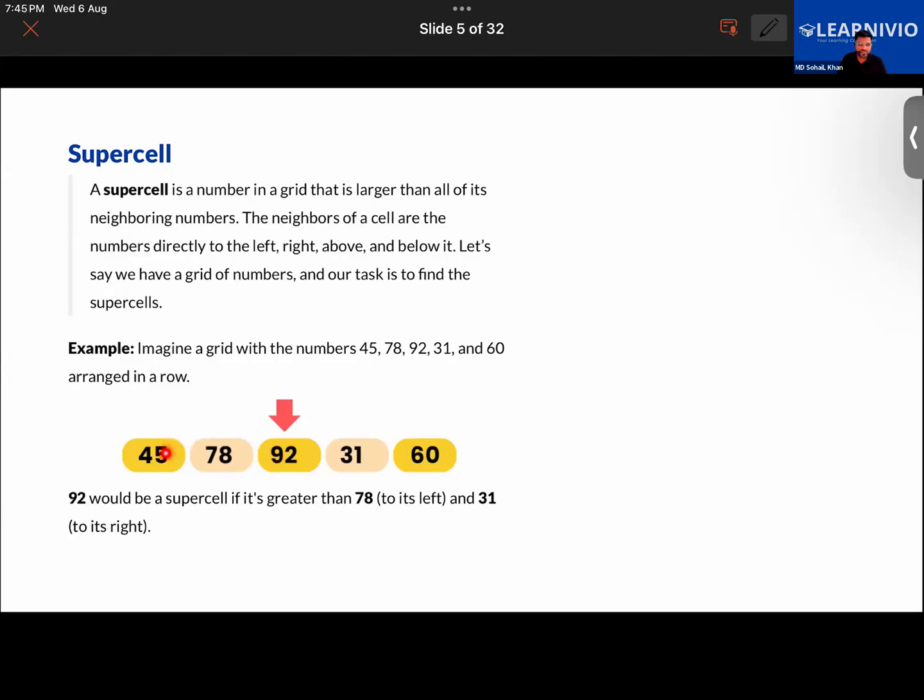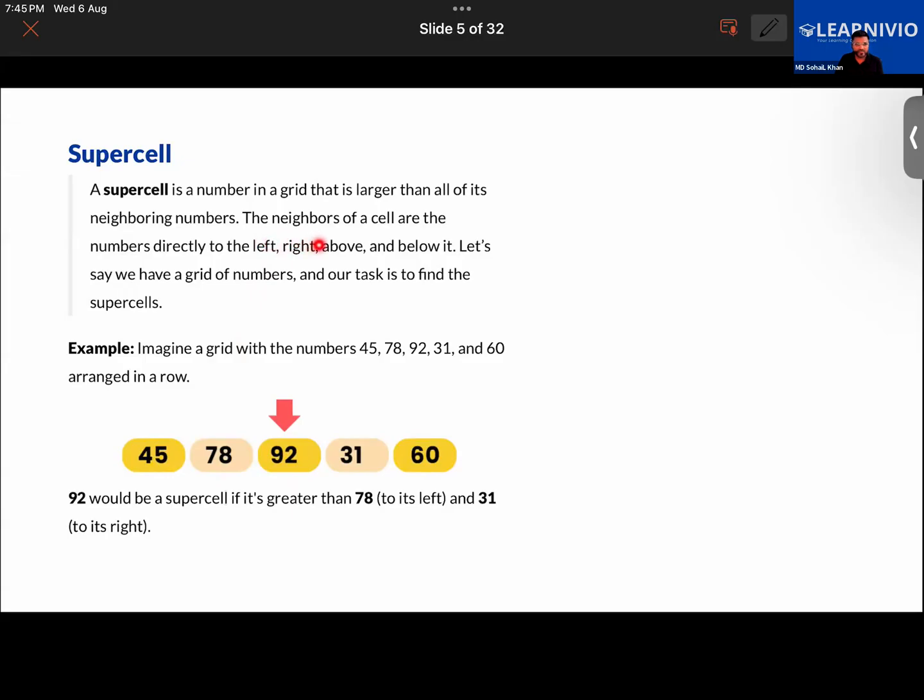Then look at 45. The adjacent number to 45 is 78. Adjacent means right next, just next to something. So here, what will we say about 45? Will it be a supercell number? No, because it is less than 78.